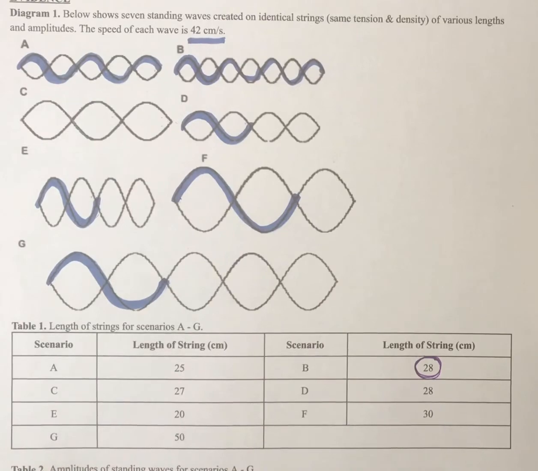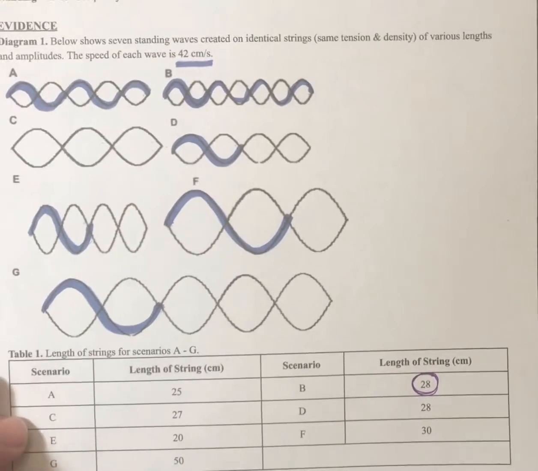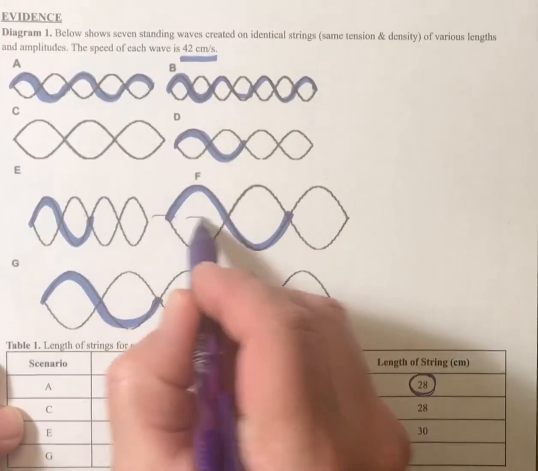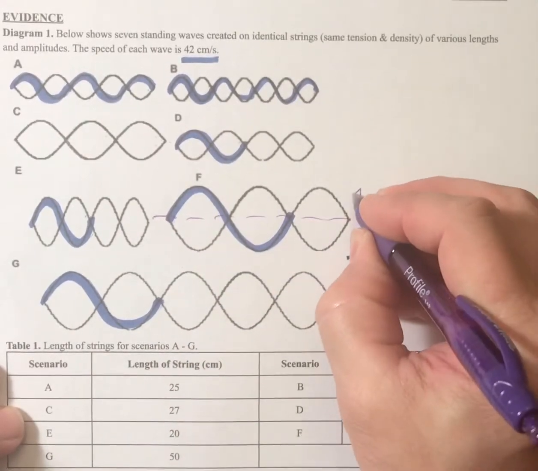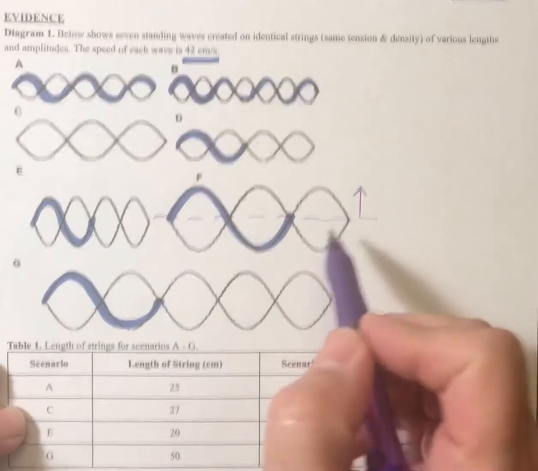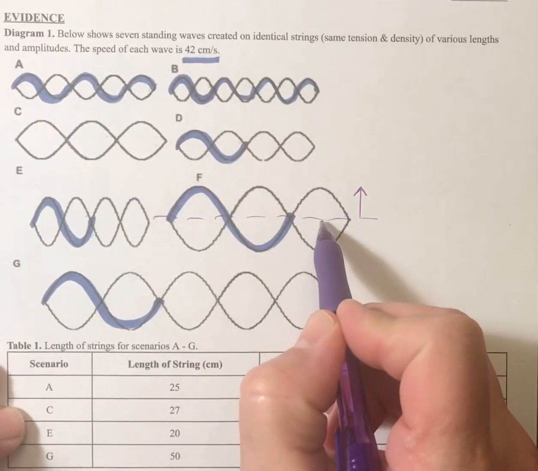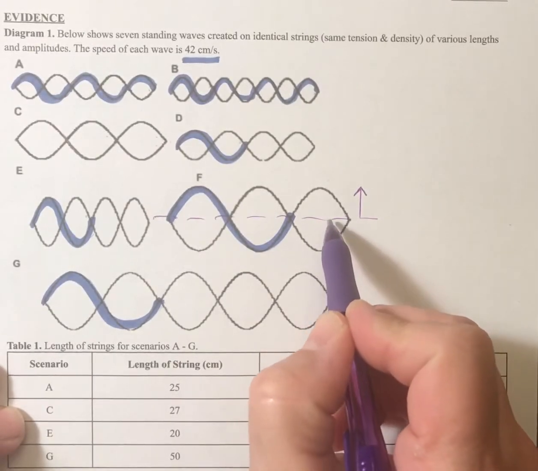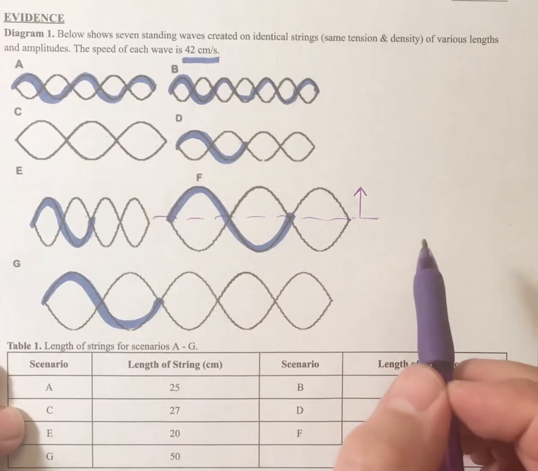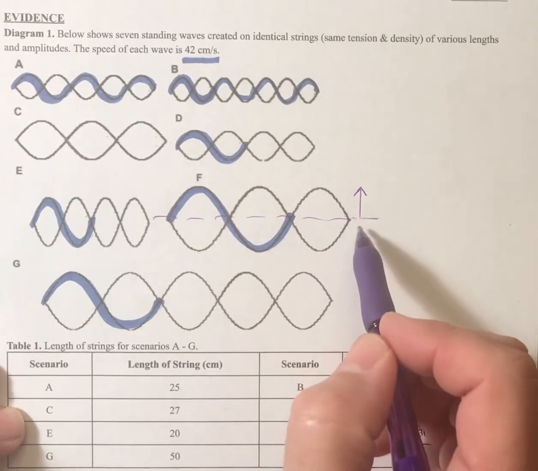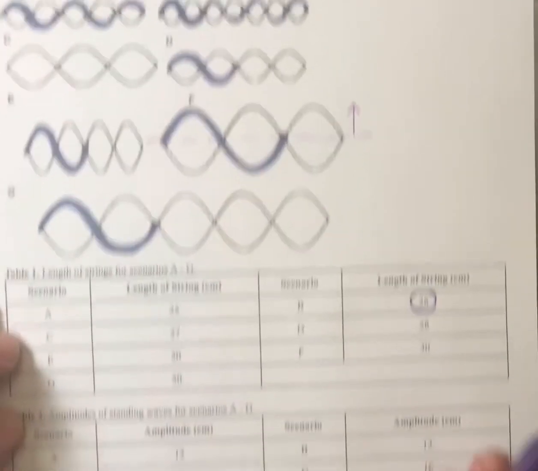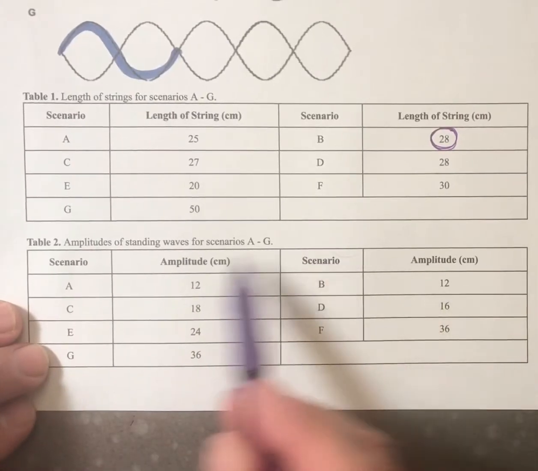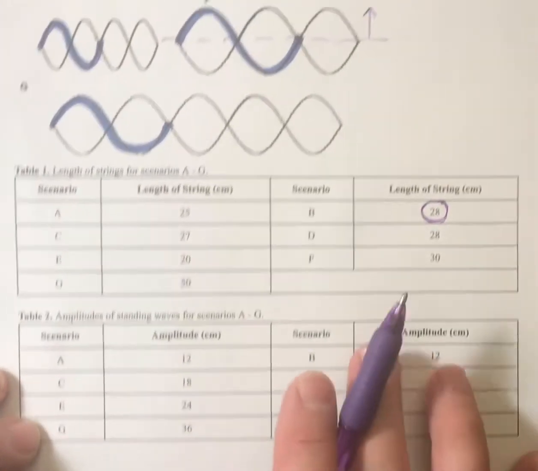Now the amplitude is the distance from equilibrium. So this is the amplitude. We can say that the amplitude is here, but amplitude is always a positive number. So if it goes down here 5, then we would say that the amplitude is 5. And that's really what it's talking about down here.